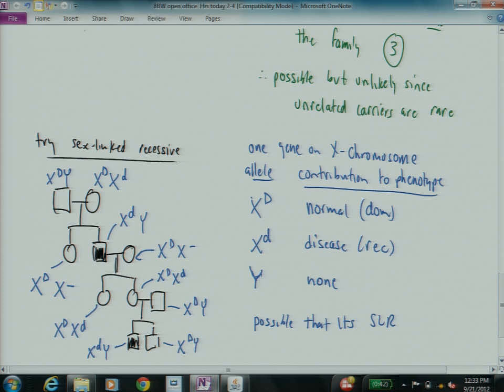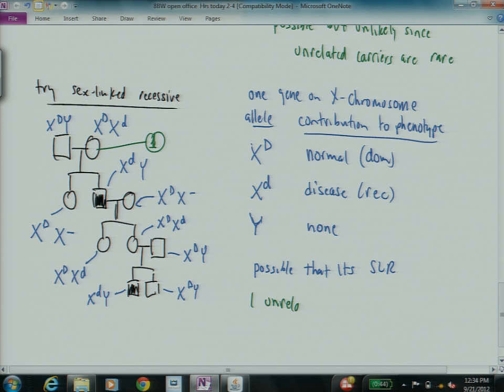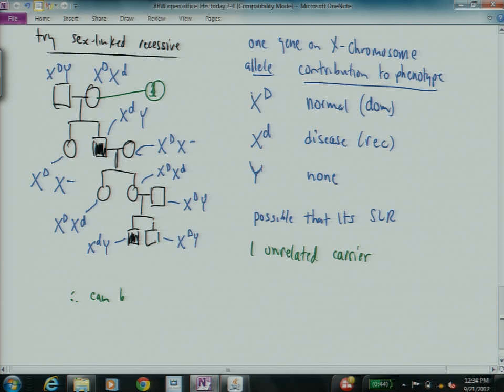What's the minimum number required? One. And who is that one? The mom, way at the top. Right. So, there's only one. One unrelated carrier. Therefore, I'll say at the bottom, it can be autosomal recessive or SLR. Most likely, SLR.